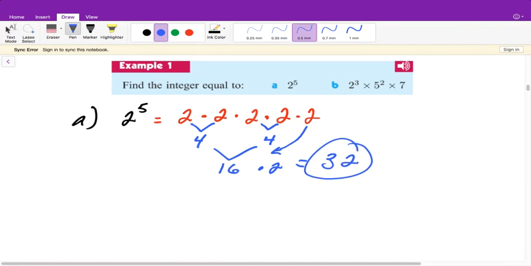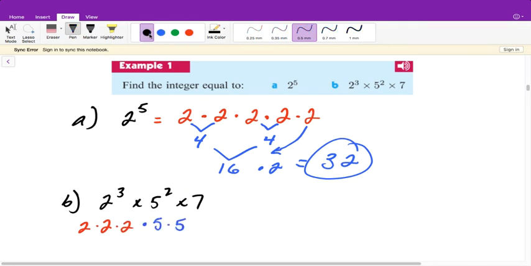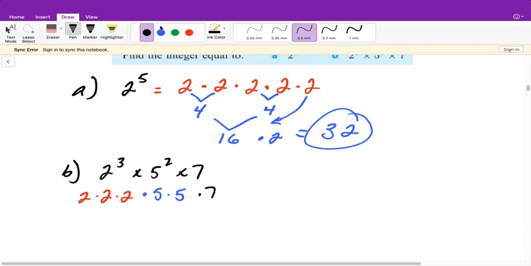All right, our next example, this one's a little bit different. We have 2 cubed times 5 squared times 7. So that means this 2 cubed is first going to be 2 times 2 times 2. And then our 5 squared is going to be 5 times 5. And then it's going to just be multiplied by 7 at the end. All right, so first thing I'm going to do is just start multiplying some of my 2's together. So I'm going to multiply 2 times 2, that is 4. I'm going to multiply 5 times 5, that is 25. And now I have 4 times 25.